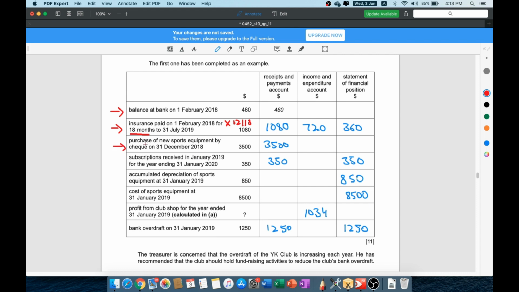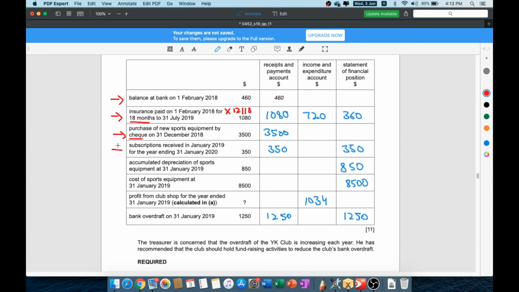Okay. So purchase of new sports equipment by check on 31st December 2018. So sports equipment is an asset in this case. This transaction is from last year, and he says check. So that means that this must go under the receipts and payments account because it's technically the bank. All right. So 3,500, we bought a new asset. It's already been added to the balance sheet last year, and we just have to put this under the bank.